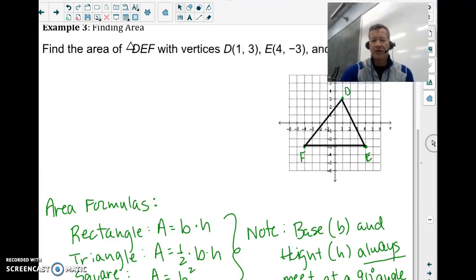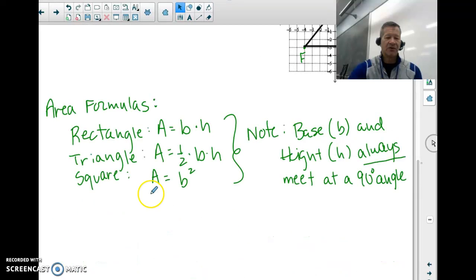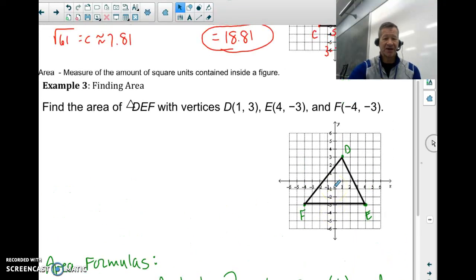In your homework or in this section, you'll have different area formulas that you'll have to know. The area formulas that you'll want to know: a rectangle, the area formula is the base times the height. A triangle, which we have here, is 1/2 times base times height. And a square, all the sides are the same, so just take however long the base is and square that. A little note here: the base and the height of any figure have to always meet at a 90-degree angle.